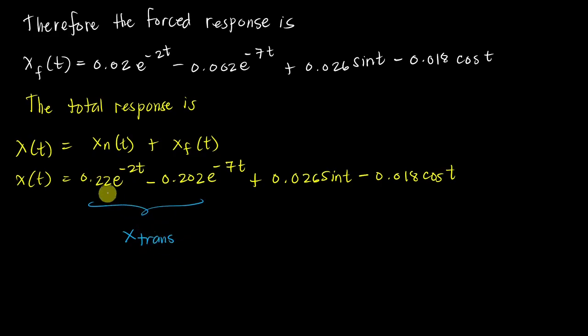Transient response, because they are decaying exponentials. Samantalang itong part na 'to, as time approaches infinity, sila yung matitira. Kaya yan yung XSS. Ano yan? Yan yung steady state response ng system.